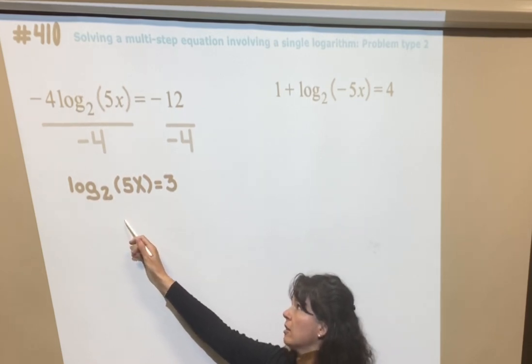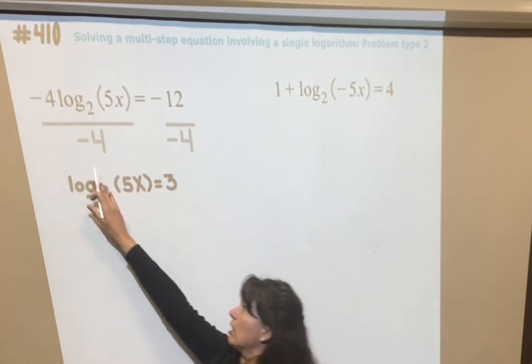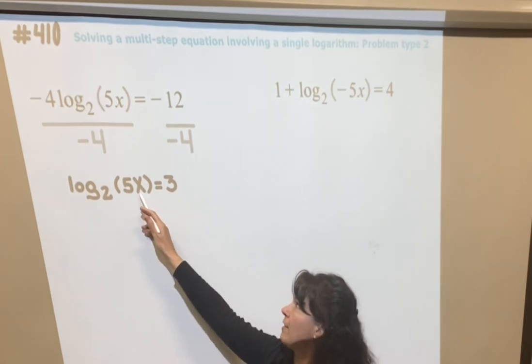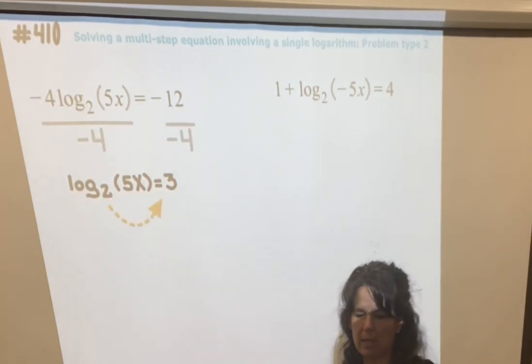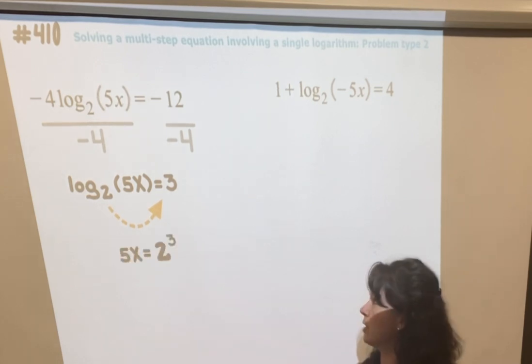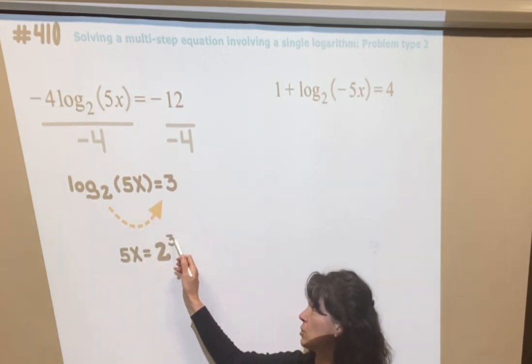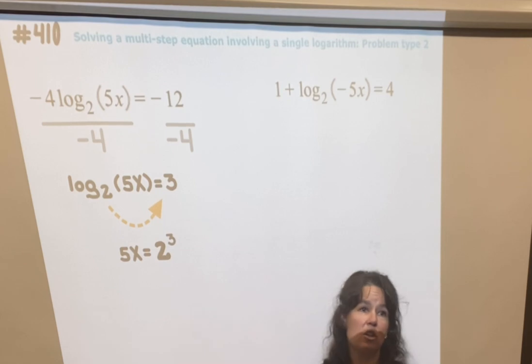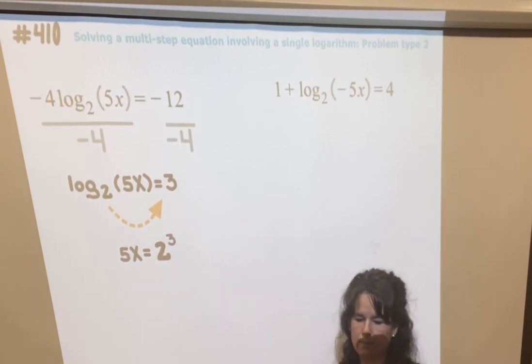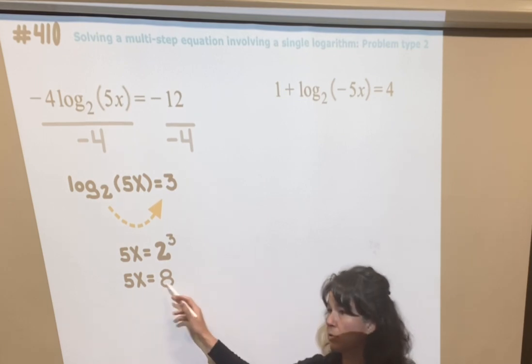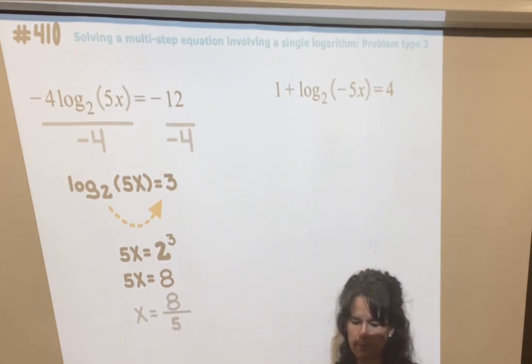All right, then after we get that single log, we're going to change to exponential. That 2 tunnels under, and so that log is gone, and I'll have 5x equals 2 to the power of 3. So tunneling that 2 under, okay, 5x equals 2 to the 3rd. Now finish evaluating. 2 times 2 is 4, times 2 is 8. And then divide both sides by 5, and I get 8/5.